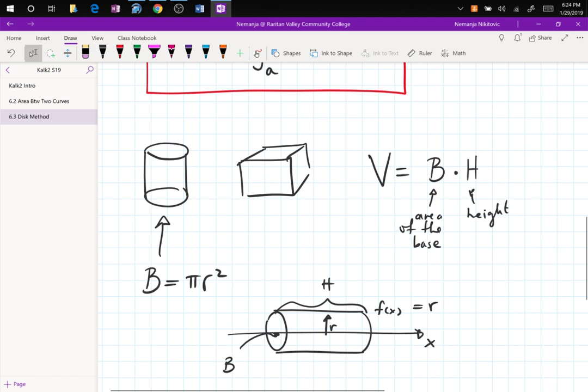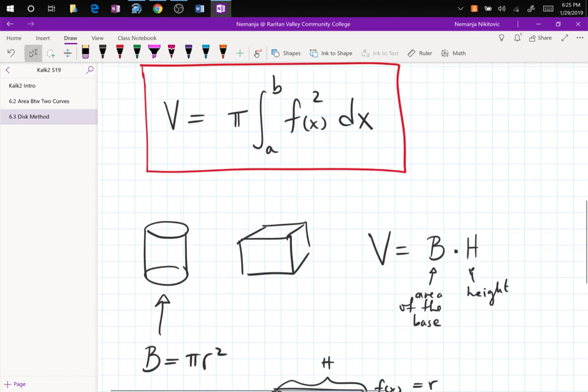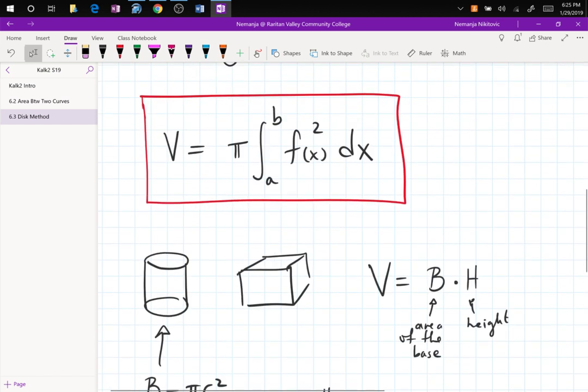So the function is the radius, and if you look at the formula, it just makes so much sense. It's insane. R squared pi. Pi is a constant. You can put it in or out. It doesn't matter, right? Do we see r squared pi? Times the height, which is the integral from a to b, dx. That's the height of the object.